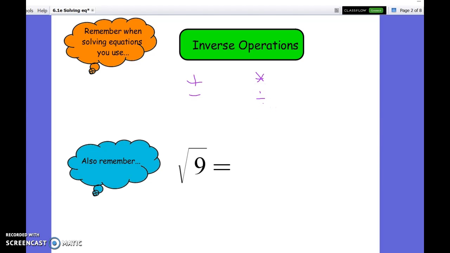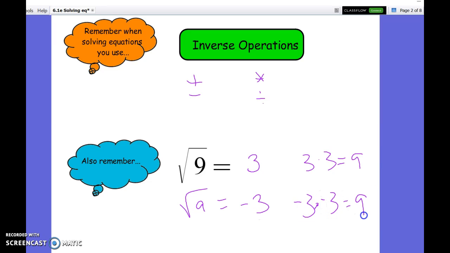Okay? Also remember that if we take the square root of 9, that could equal 3 because 3 times 3 equals 9. However, the square root of 9 can also equal negative 3 because negative 3 times negative 3 also equals 9. Negative times negative becomes positive. So when we're solving, all of our answers are going to have a positive answer and a negative answer.